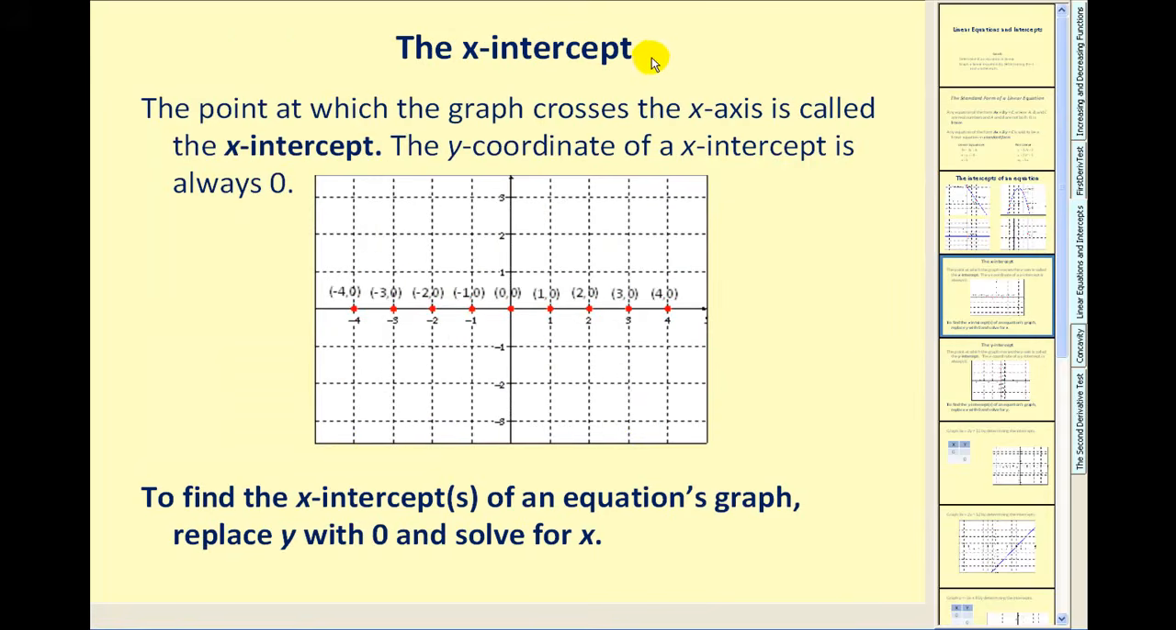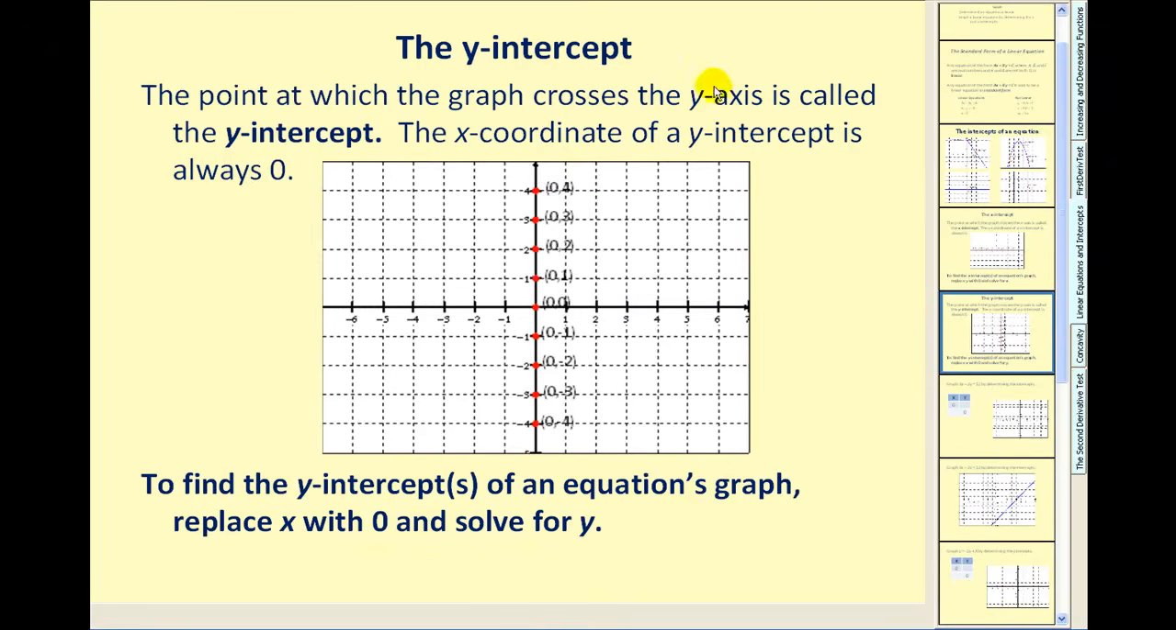Let's start by looking at the x-intercept. The point at which the graph crosses the x-axis is called the x-intercept. So notice if I plot several points on the x-axis, all of the y-coordinates are equal to 0. And this is exactly how we are going to find x-intercepts. To find the x-intercept of an equation's graph, replace y with 0 and solve for x.